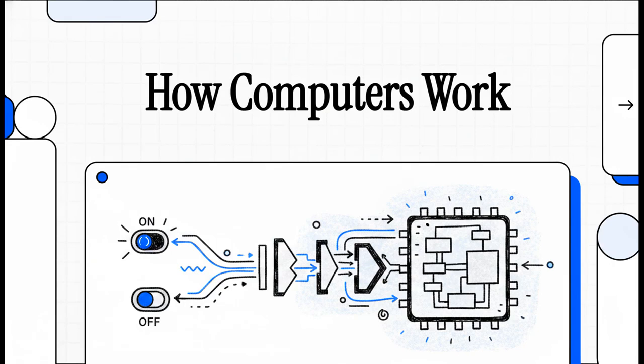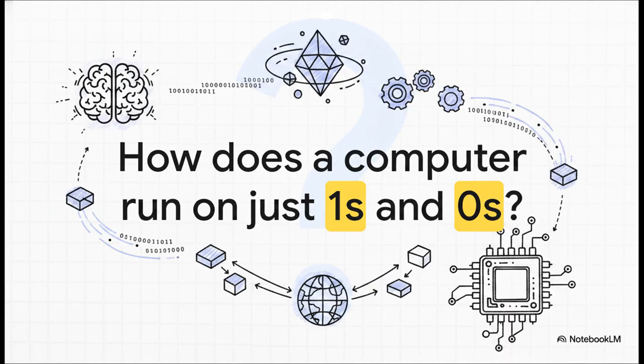Welcome to this explainer. You know, your computer looks incredibly complex from the outside, but deep inside, it's really just simple switches turning on and off. In this explainer, you'll understand how a computer actually works, from binary numbers all the way up to the CPU. So let's dive into this.